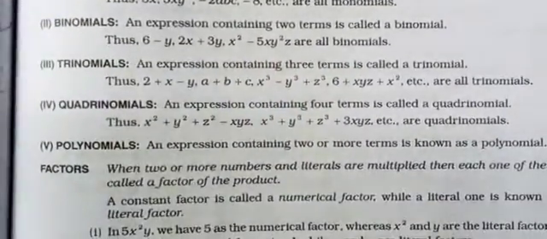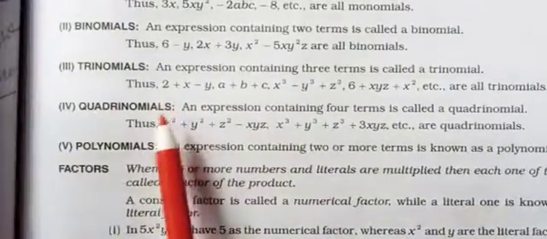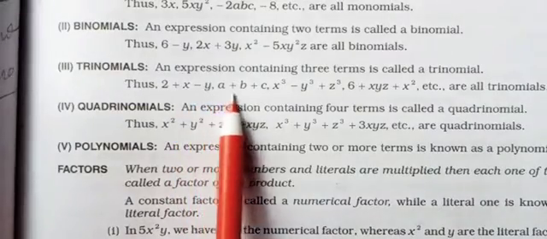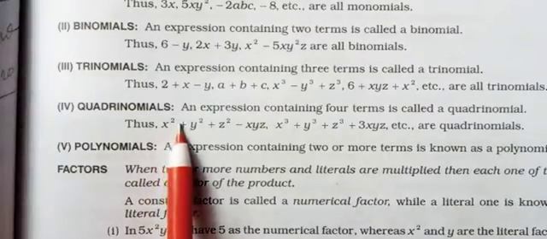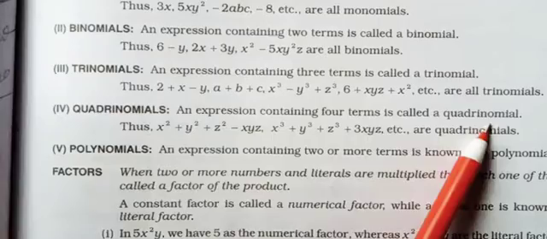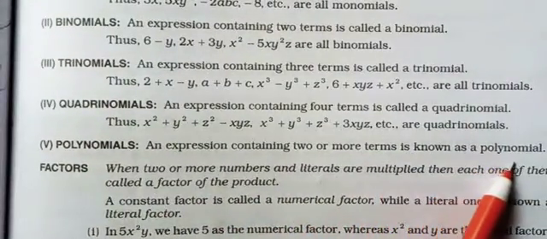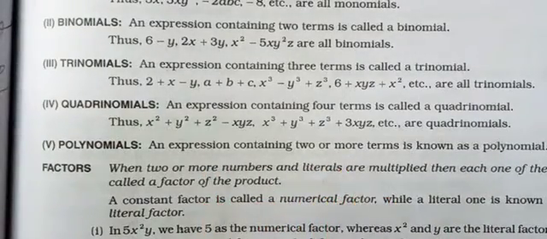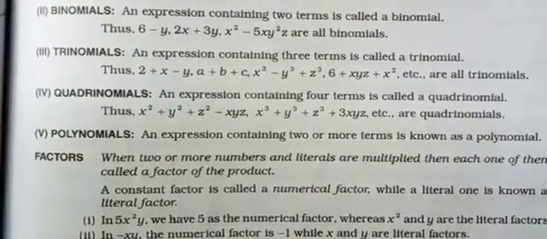Next come to trinomial. Trinomial means 3, so here 3 terms should be there, like 2x plus x square plus x minus y. These are called trinomial. Next, quadrinomial: an algebraic expression containing 4 terms is called a quadrinomial. Next, polynomial: an algebraic expression containing 2 or more terms is known as a polynomial. So these are the definitions. You have to remember this.